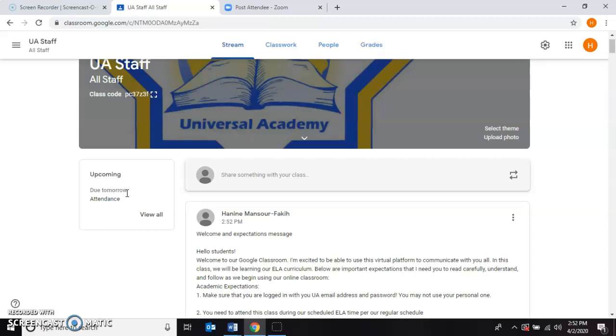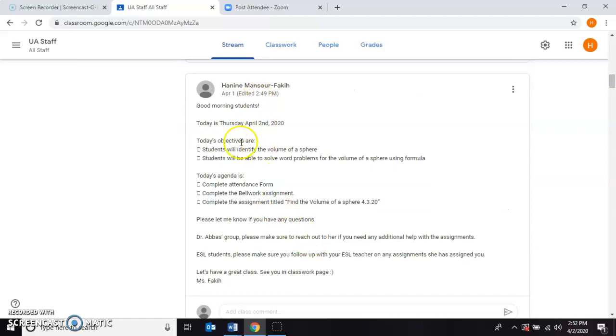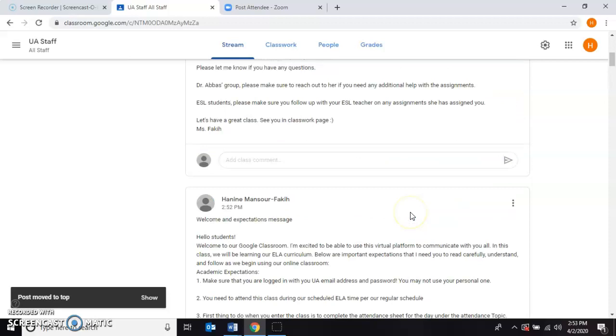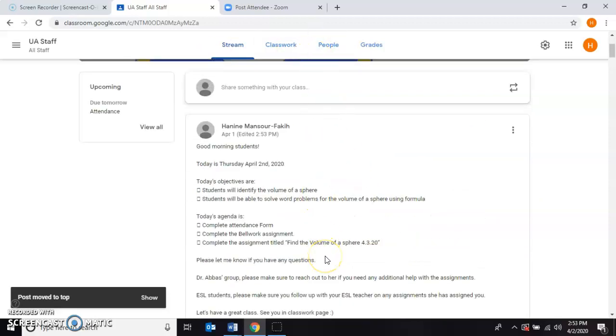Also, kindly note that you need to post a daily announcement at the beginning of every session. We have also posted one daily announcement for you. Please feel free to use the same format for your class. If you need to move an announcement up or down, please click on the three dots and click on Move to Top. This post will now be the first post in the thread.